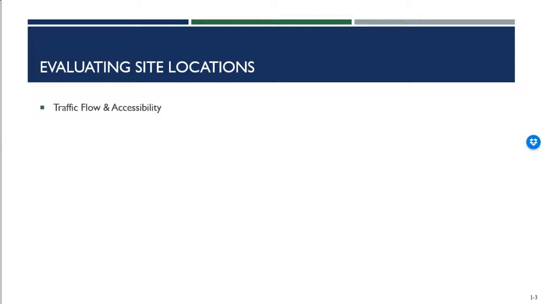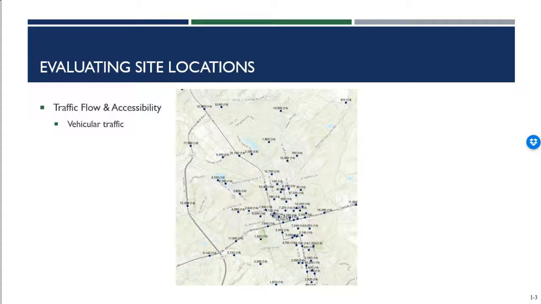The first 2 are traffic flow and accessibility. When we talk about traffic flow, we're mainly talking about vehicular traffic, but we're also considering the number of pedestrians that pass by the site. Traffic flow is very important for establishments that anticipate impulse purchases or frequent purchases.